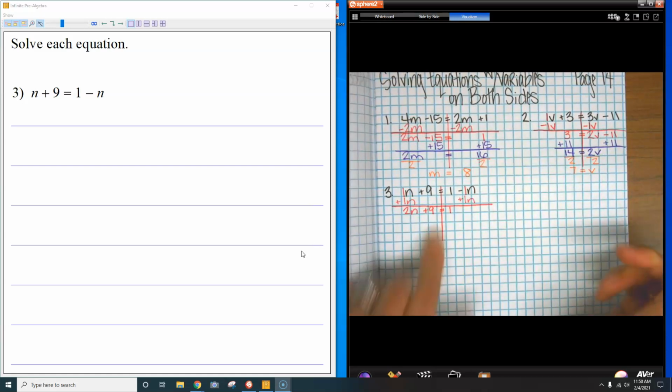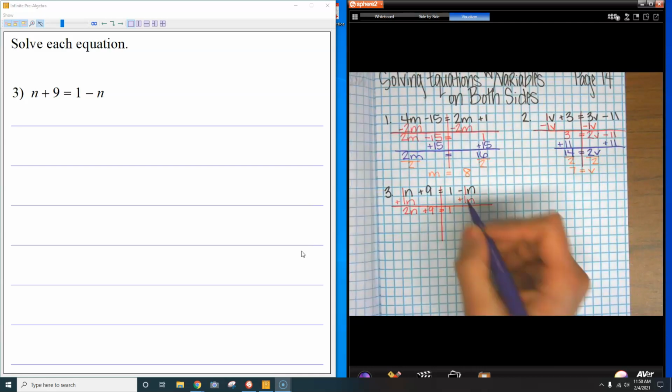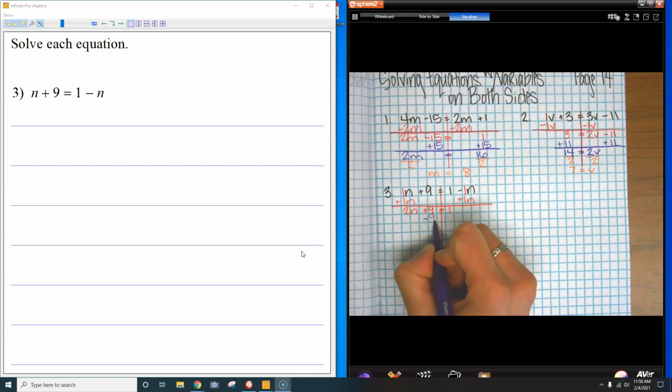We should all be able to solve this equation at this point. We've been practicing it for the last couple weeks. So what I suggest you do is pause the video and try it on your own, and then resume the video and see if you get it right. So from here, I want the 2n by itself, so I'm going to minus 9 from both sides.